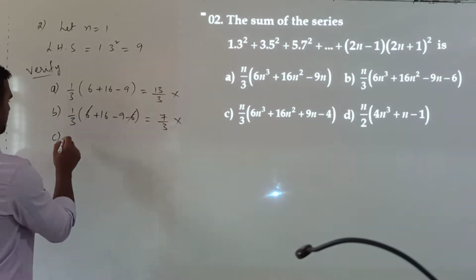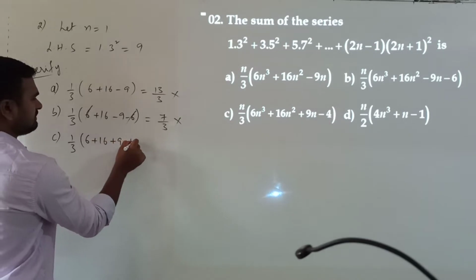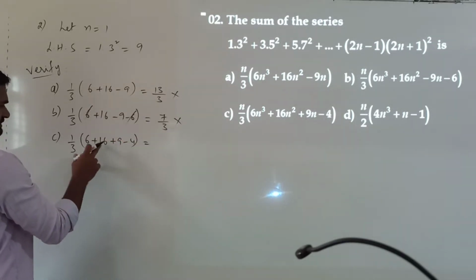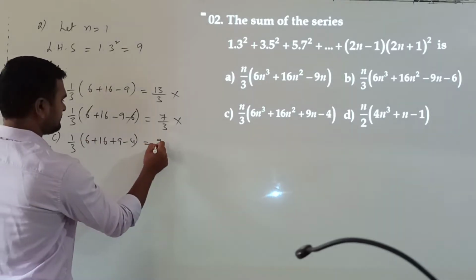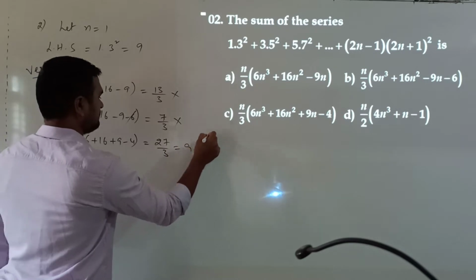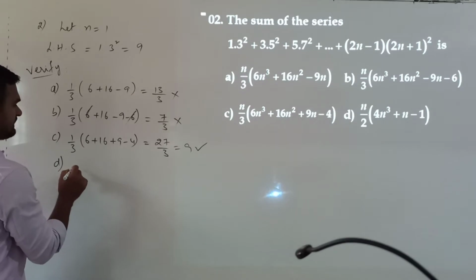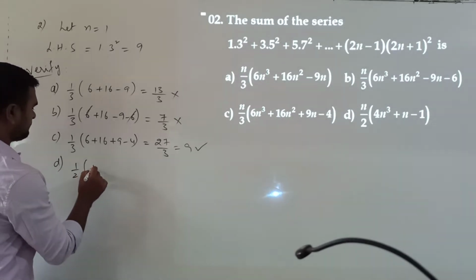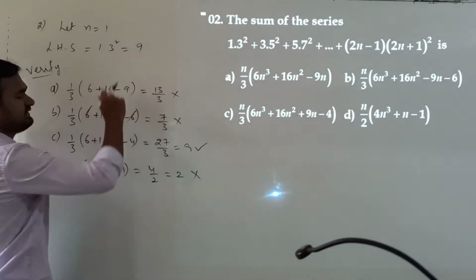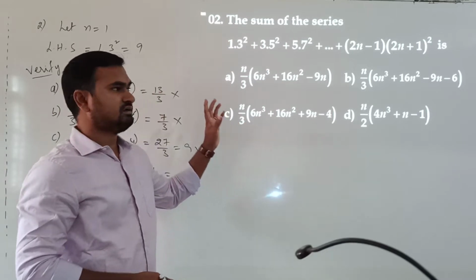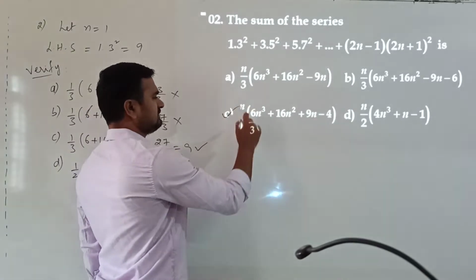Third option: 1 by 3 into (6 plus 16 plus 9 minus 4). So here, what should we get? 5, 21, 27 by 3, which is 9. So it can be our answer. See the last option also. N is 1: 1 by 2 into (4 plus 1 minus 1). 4 by 2 is 2, but we need 9. So when n is 1, only one option is satisfying here, that is the third option. So the required answer will be the third option.